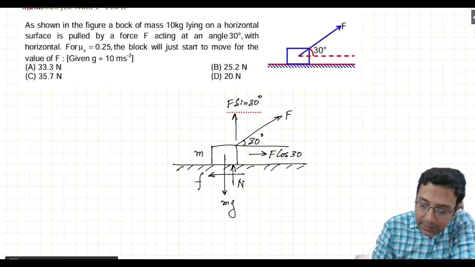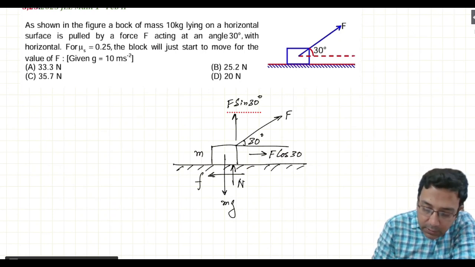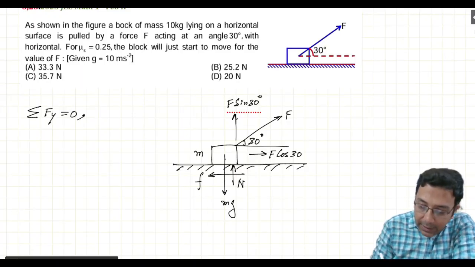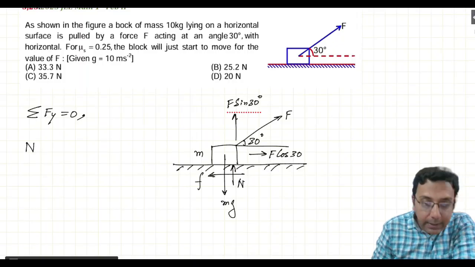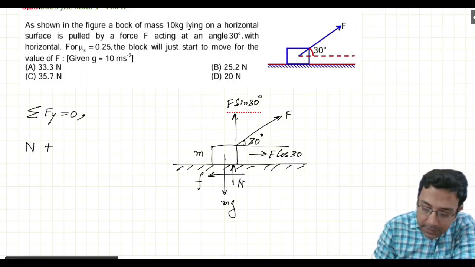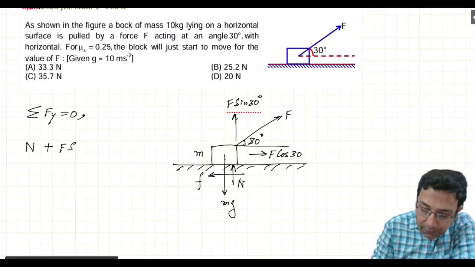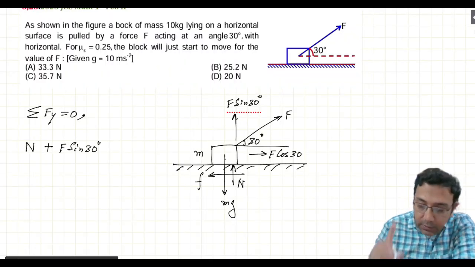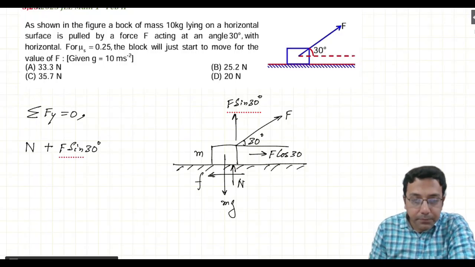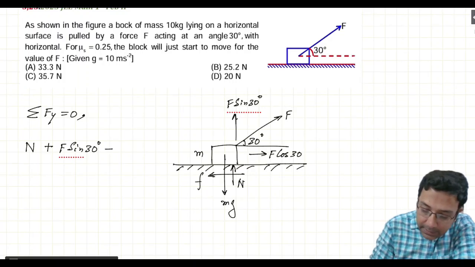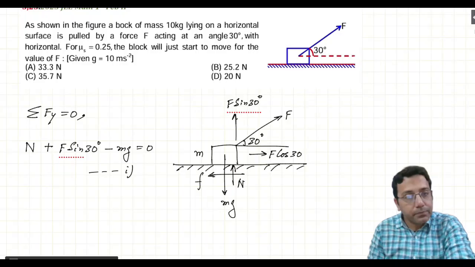First, if I take the vertical component to be 0, so sigma Fy equal to 0, then what all are the components coming down? N is acting up, so capital N will be plus. F sin theta is up, so plus F sin theta is also on the upside. What else? Mg is down, minus Mg is 0. So this is equation 1.